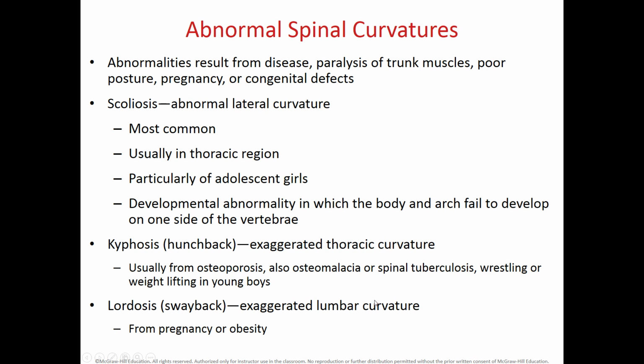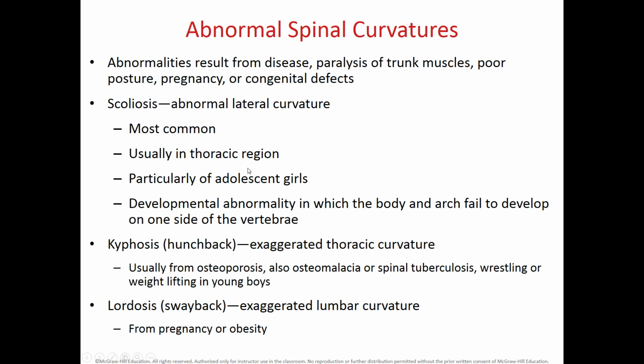So some of these abnormalities can develop when someone has a disease. For instance, if someone has paralysis of the trunk muscles, or has poor posture. I already talked about pregnancy, or sometimes some people can have congenital defects. Scoliosis is a sideways curvature.